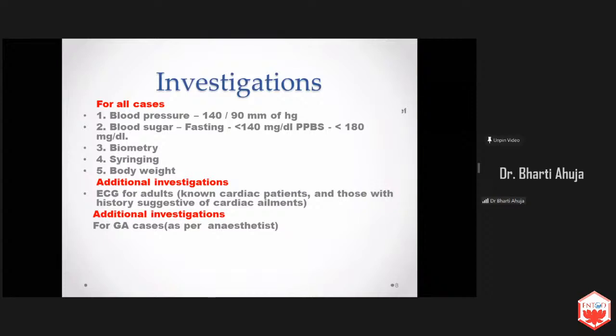Investigations: the minimal investigations include blood pressure and blood sugar. The limits we have set are 140 by 90 millimeters of mercury for blood pressure, and for blood sugars, fasting less than 140 and postprandial less than 180. Biometry is obviously very important. Syringing is optional, it could be done or not, but we should have an assessment of the lacrimal apparatus by Regurgitation test. Body weight is for titration of any drug dosages. Additional investigations in high-risk cases as per the anesthetist, or if the patient is in a very elderly age group or has any known cardiac ailment or illness, an ECG should be done.